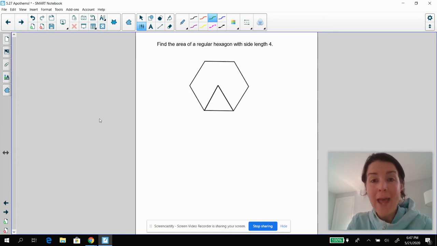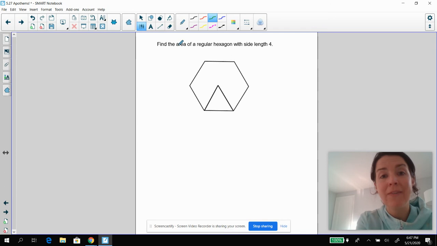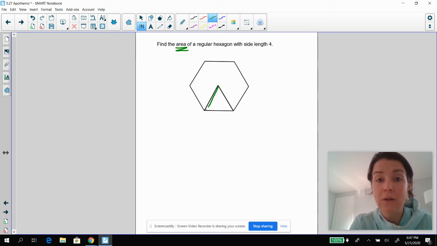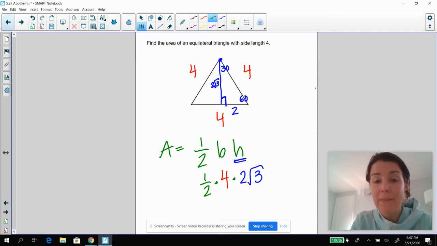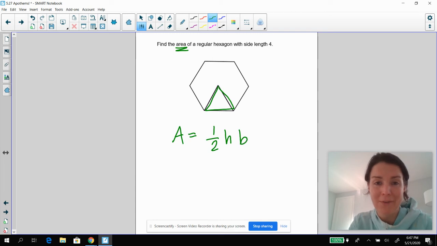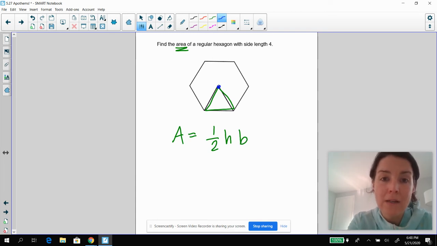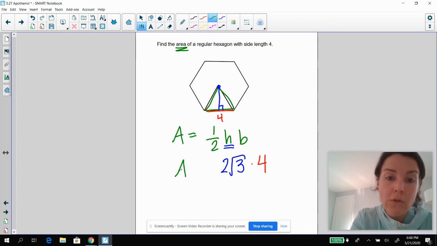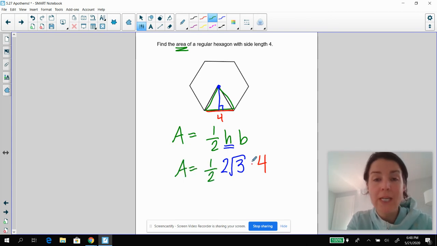Great. Woo! So now we're back at the original problem. So we were asked to find the area of the whole hexagon. So if I know that the area of this little small triangle is 1/2 times 4 times 2 root 3, I'm just going to mix this around for a second. So instead of 1/2 base times height, I'm going to do 1/2 height times base. And there's a reason for that in a second. So we knew that our height here was 2 root 3. And we knew that our base was 4. So the area of my whole triangle is going to be 1/2 times 2 root 3 times 4.